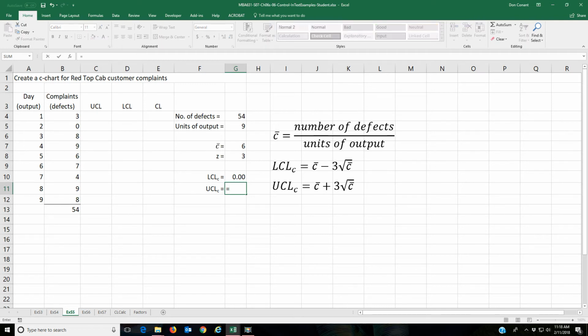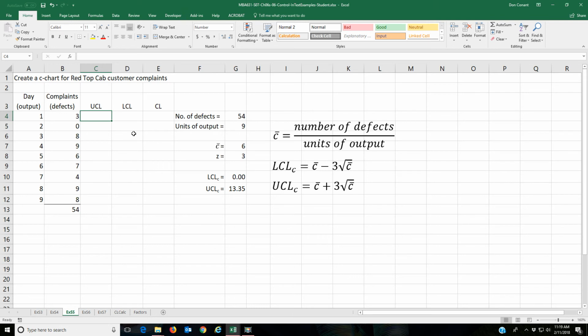Now I'll calculate my upper control limit, C bar plus Z, or 3, times the square root of C bar. Press enter. And there's my upper control limit. Now I can put together my upper and lower control limit values for my charts.